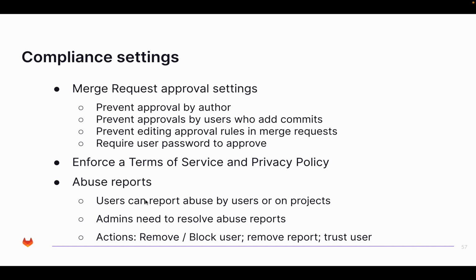One other thing in terms of compliance is abuse. It may be that you see people abusing GitLab in a certain way, either specific users or projects with inappropriate content. People can report that as abuse, and then admins will have to resolve these abuse reports. They have a few options. Either they can remove or block this user, or remove the report as being not abusive. But they can also trust the user so that the next time they are allowed to do what they do.